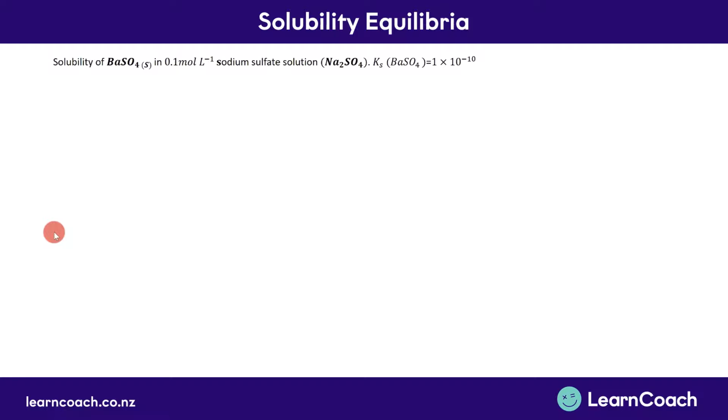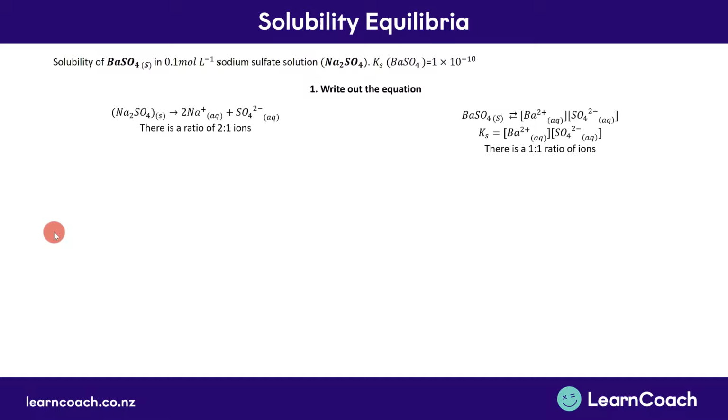So now we're going to do the same thing, except instead of being in water, the BaSO4 is in a 0.1 mole per litre sodium sulfate solution. Now the first thing you need to do in questions where the common ion effect is asked about is to identify which is the common ion. So to do that, you write out the equations.